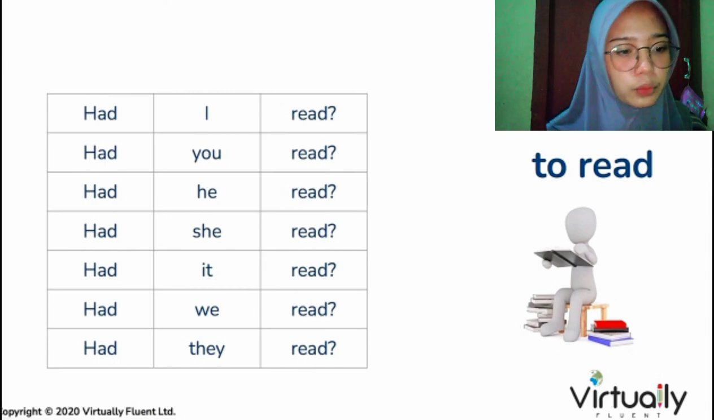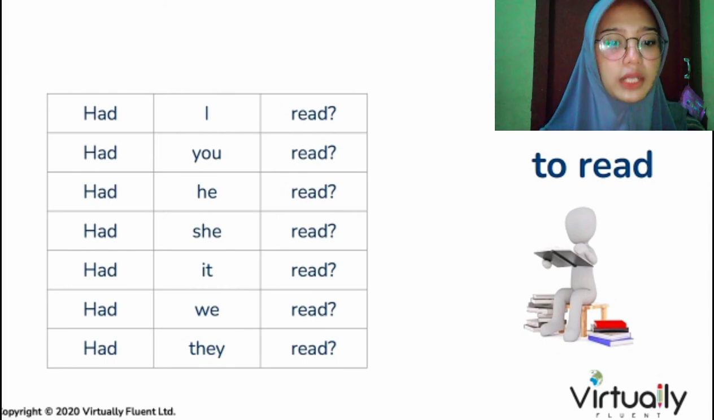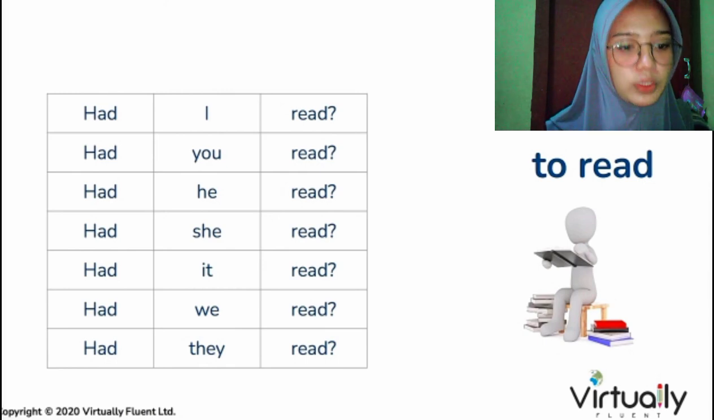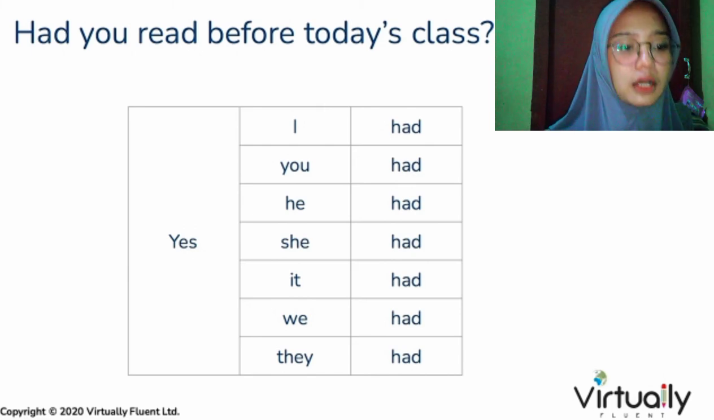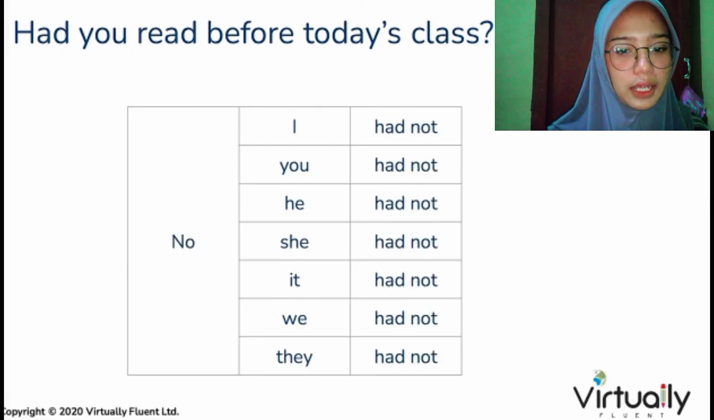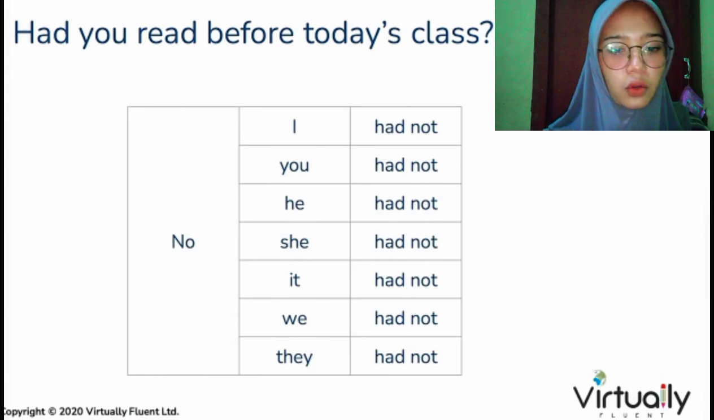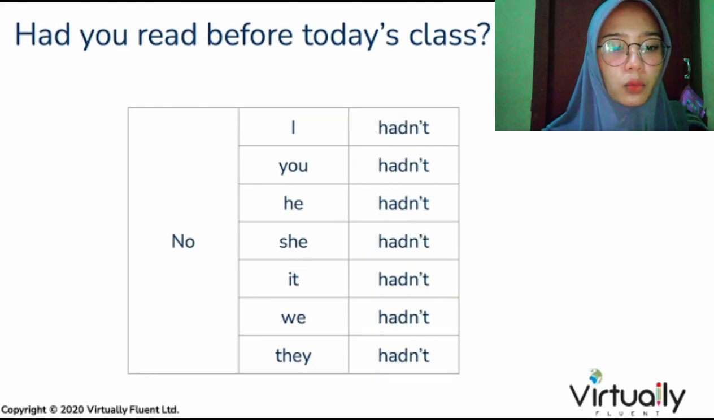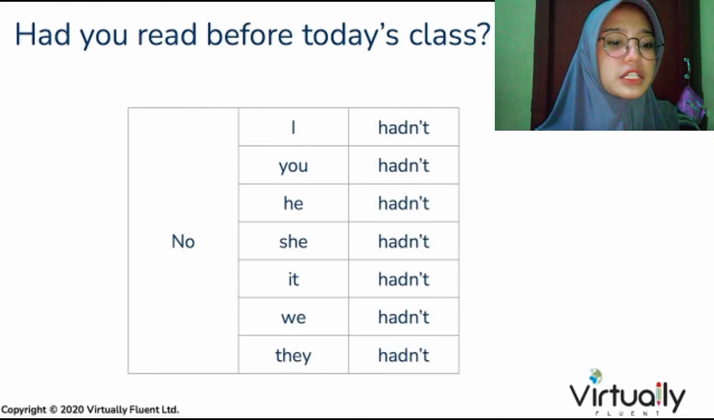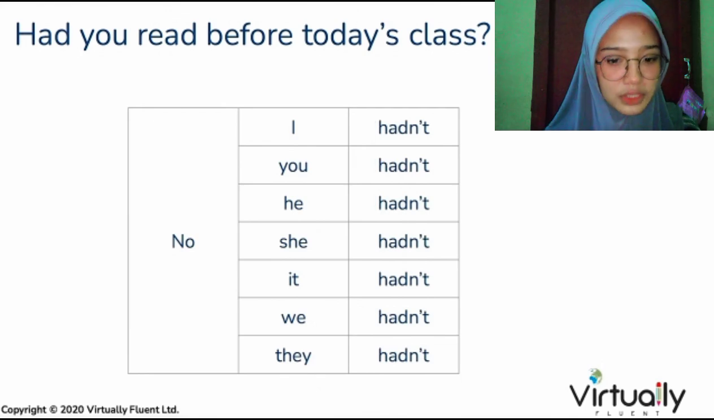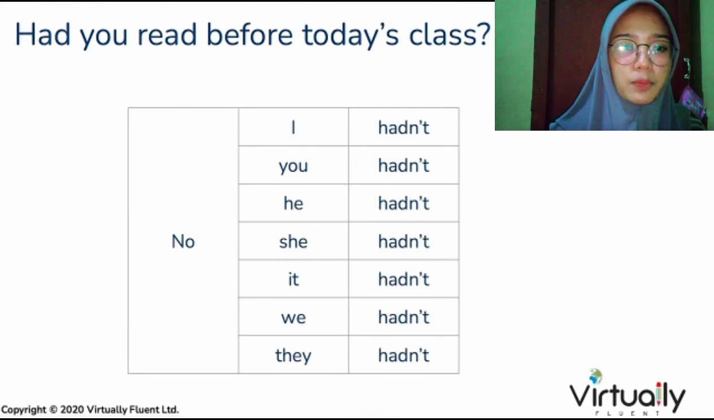And when we do ask this yes or no question, we can respond with a short answer, which is yes. Yes, I had. Yes, he had. Or no, I had not. No, she had not, which we can contract. No, I hadn't. No, she hadn't. So that's everything you need to know about the past perfect tense.